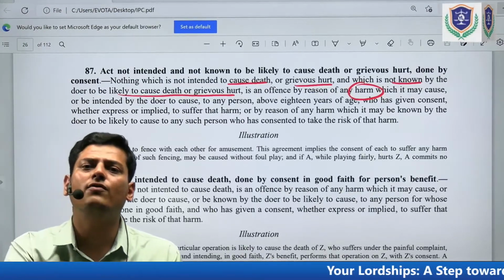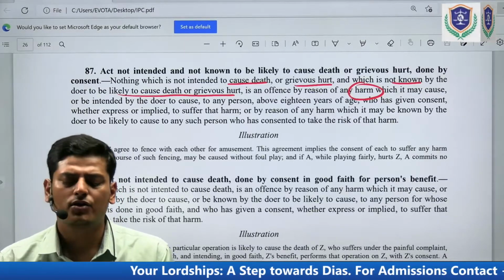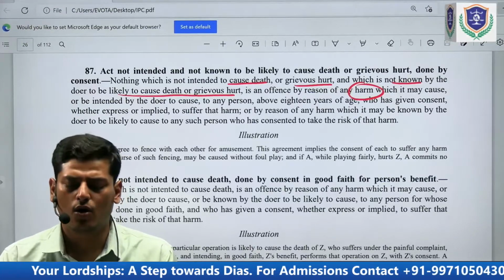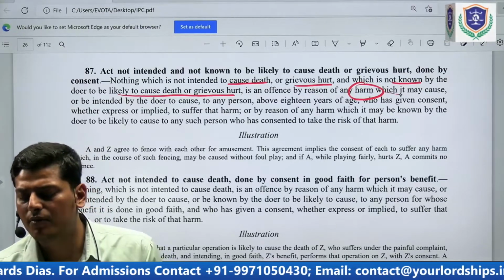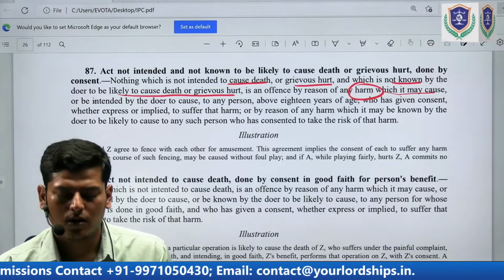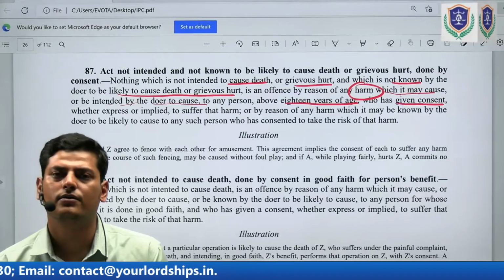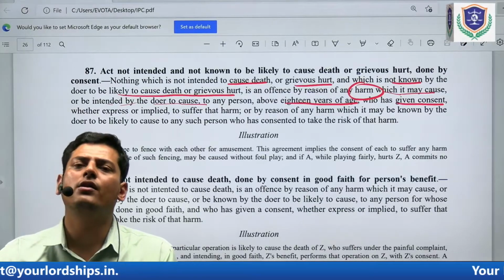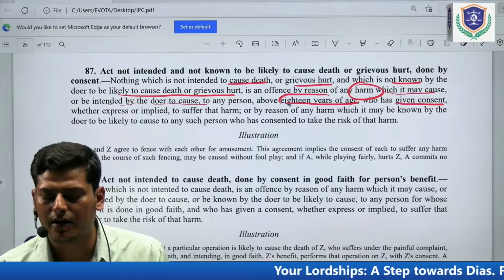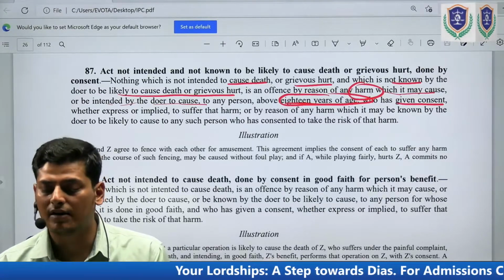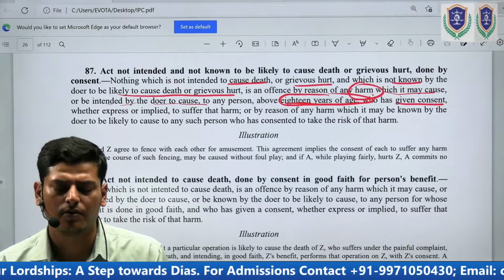So intentional causing of death, intentional causing of grievous hurt is excluded, or knowledge that any act is likely to cause death or grievous hurt. It is not an offense by reason of any harm which it may cause, or be intended by the doer to cause, to any person above 18 years of age who has given consent. So other harm may be caused if a person has given consent and that person was above 18 years of age. But that harm should not include the intentional causing of death or the intentional causing of grievous hurt.